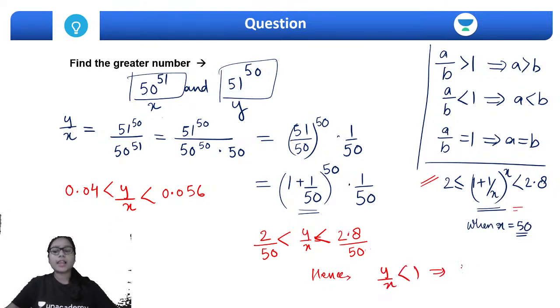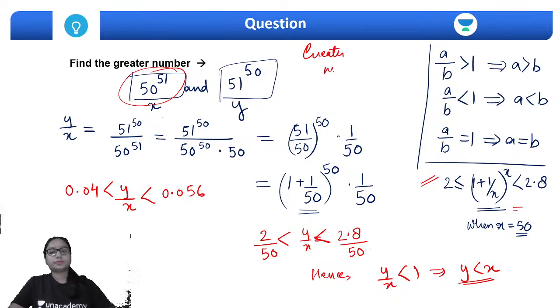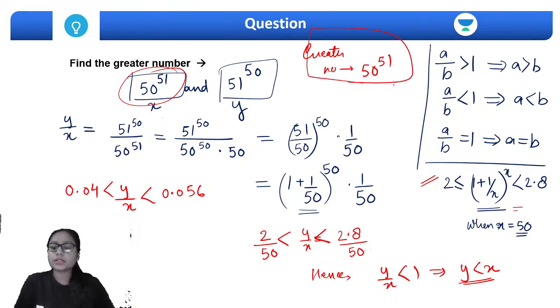It means the value of y is less than x. And what was y? We took this number as y. This means the other number is greater. So the greater number is the first number, 50 raised to the power 51. I hope this question is clear.